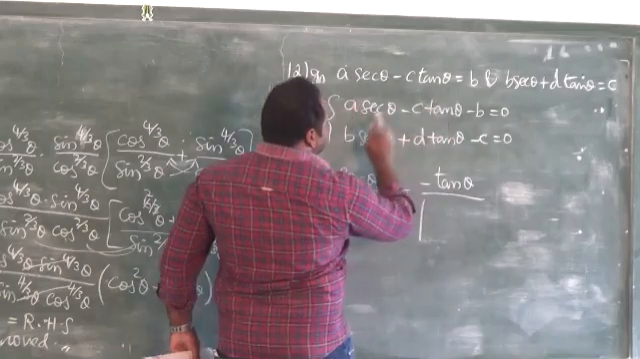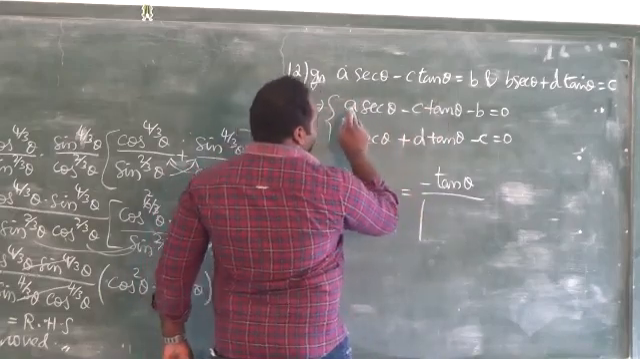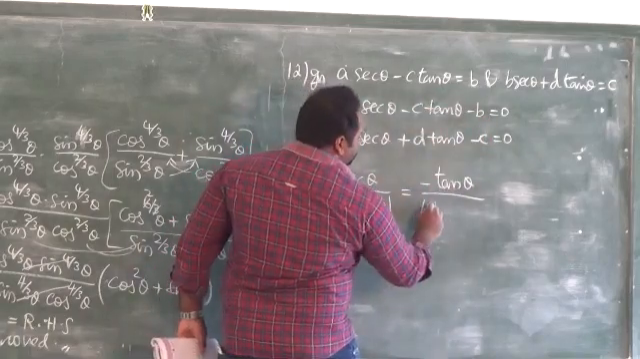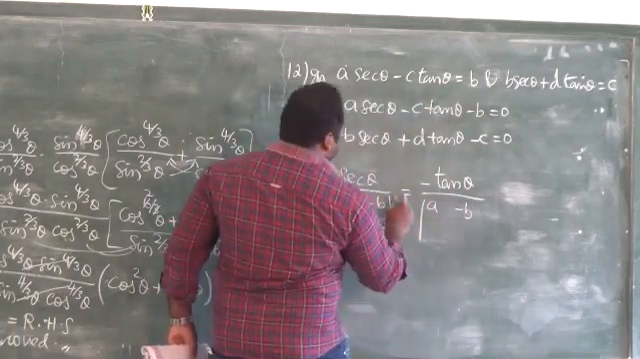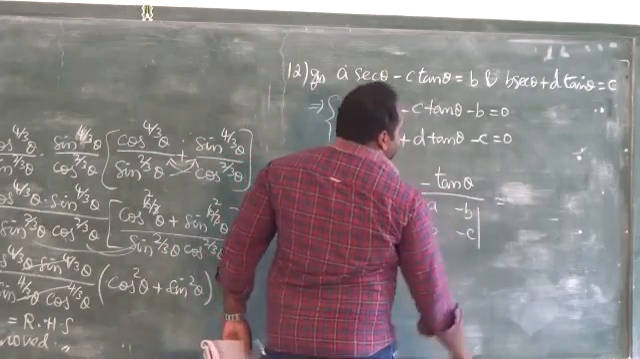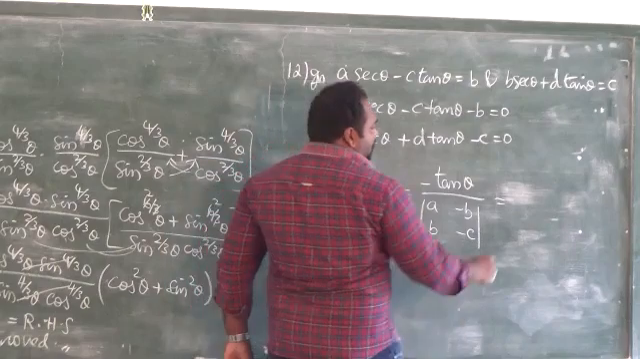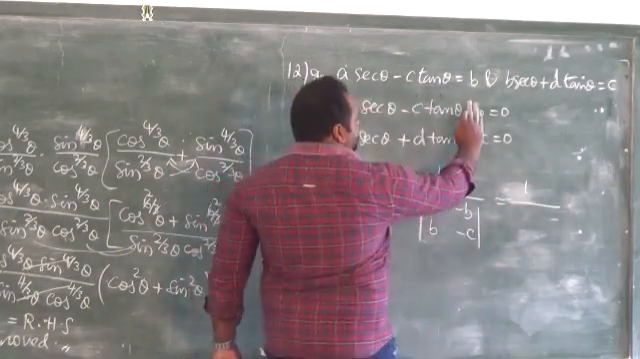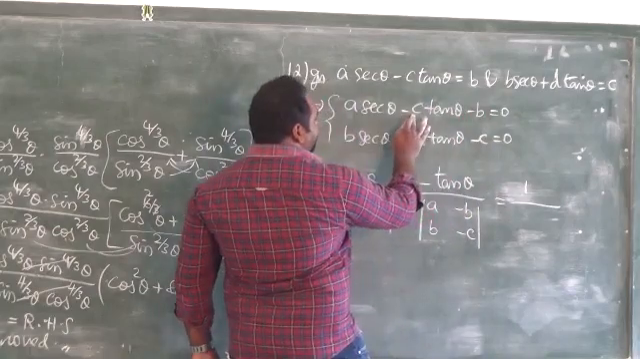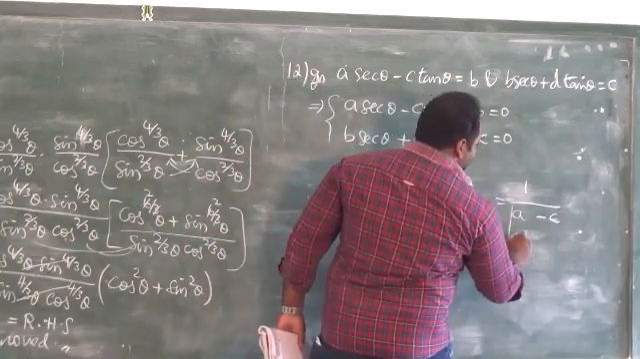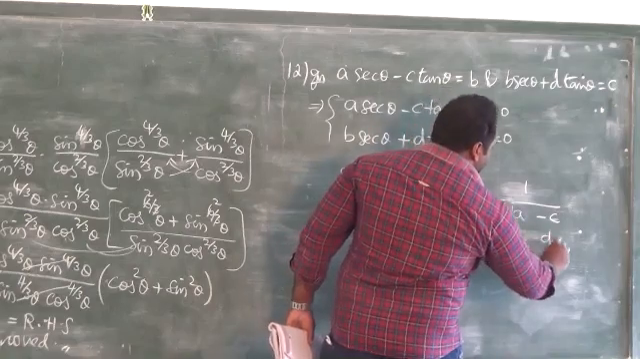Hide this and take the coefficient values here, this one, this one and this one: A minus B, B minus C. Next, the constant terms. Hide this, we have to take A minus C, B, D. A minus C, B, D.